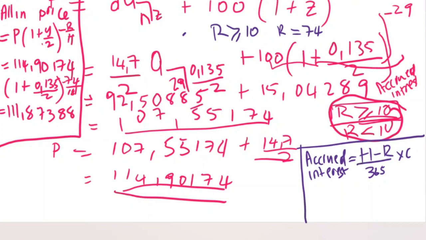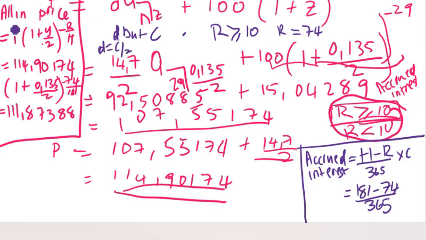So now what is your H here? Your H is 181 minus your R, 74, divided by 365. Remember here, your C is not half yearly, 365. You are using the full amount here. That's why the formula is not written with D, but C. Remember, what is D? Your D is equal to C over 2. So we've got C, not D. So that's why here you are going to multiply by 14.7 and not divide that by 2. Okay, so now you are going to multiply by 14.7.